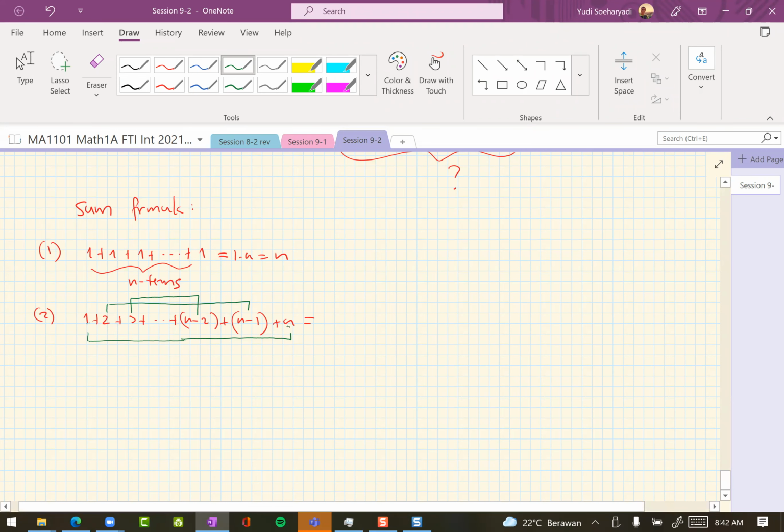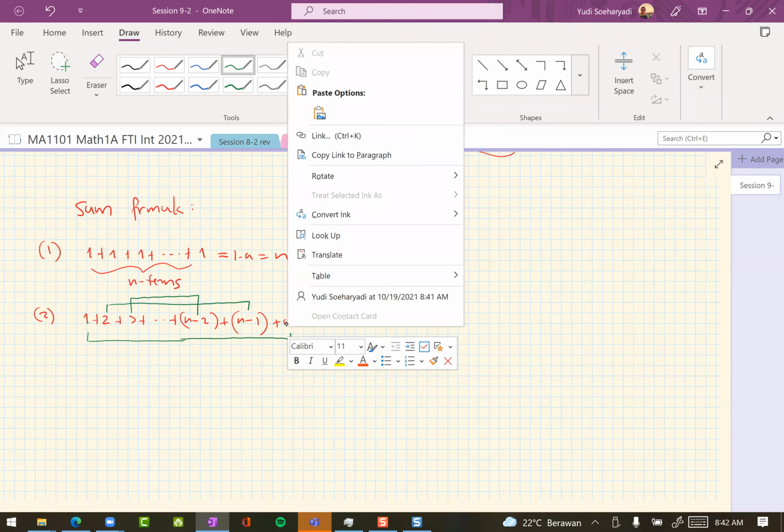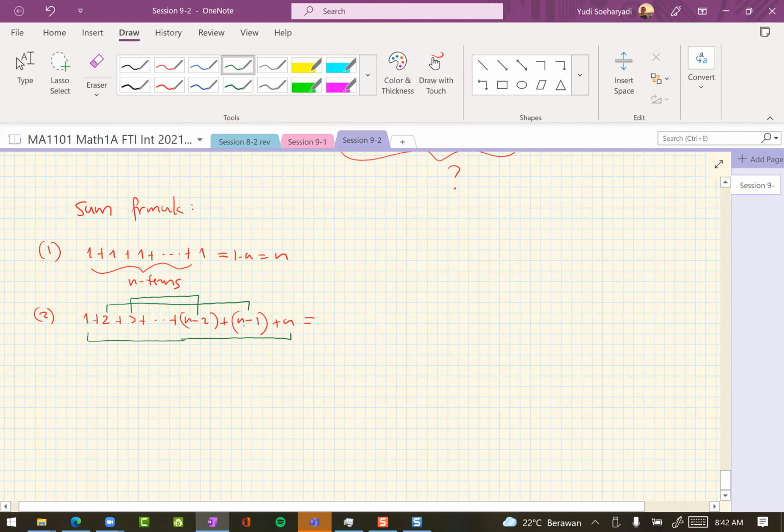1 plus n. Right? So if you sum these two terms, what do you get? They all add up to n plus 1. So it's like grouping by 2. Each pair gives you n plus 1. So the question is, how many pairs are there? n over 2. What's the sum of the two numbers? n plus 1. That's the sum.